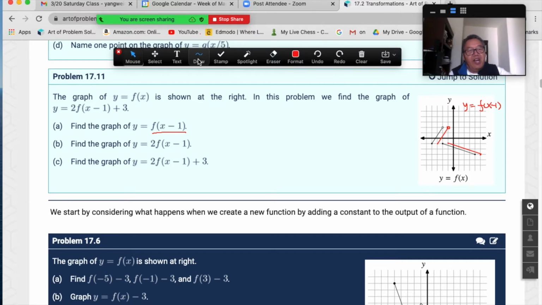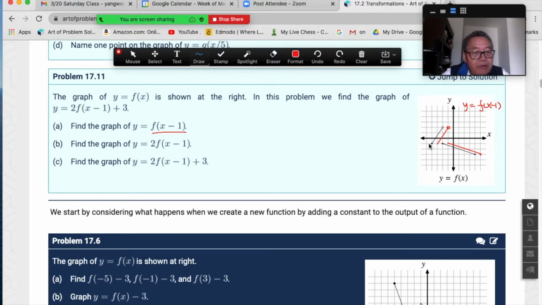This one is actually a stretch of the function in the vertical direction 2 times. So you just need a stretch. How to do that? You just take the critical points, take the y coordinate, then times 2.